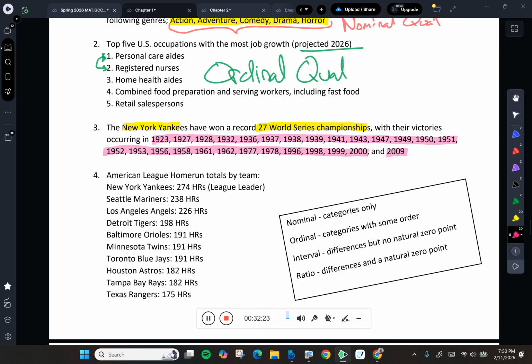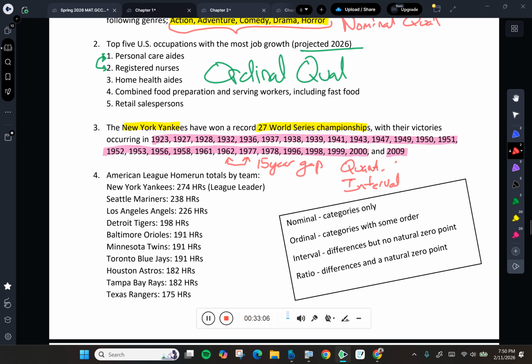Can I subtract 2 of these and say, oh, look, between here and here, there was a 15-year gap? Can I subtract? And if I can subtract, that's good. Could I divide? Would there be a year 0? And would 0 make sense? I don't think there was a year 0. So I can put them in order, I can subtract, but there's no year 0, so this would be quantitative and interval level, or interval quantitative data.